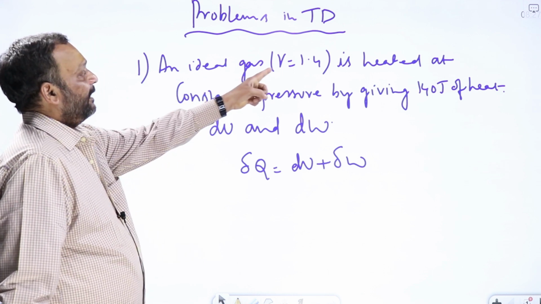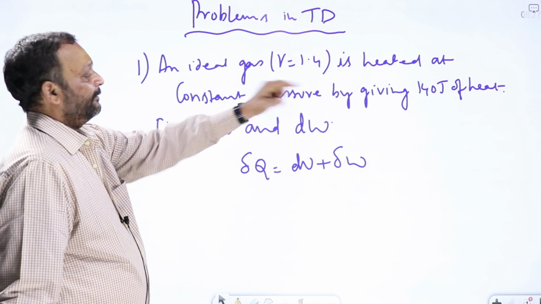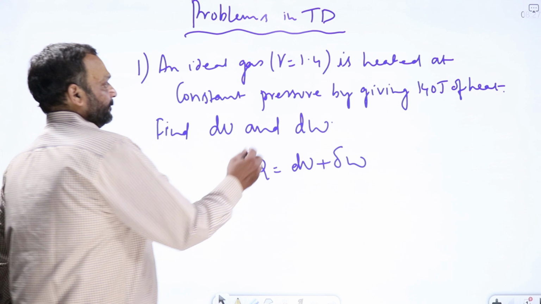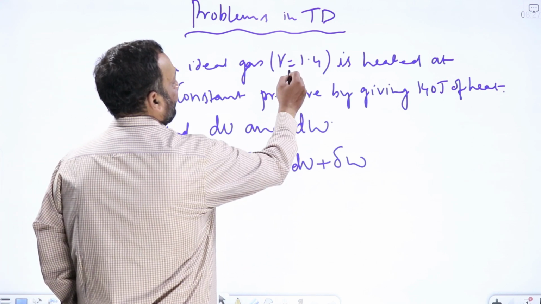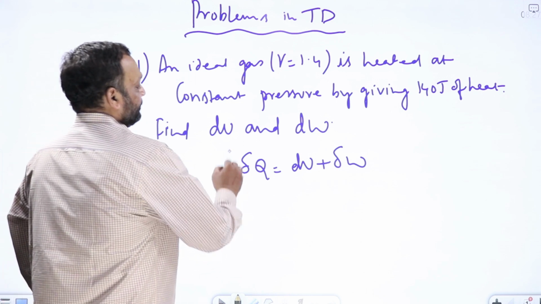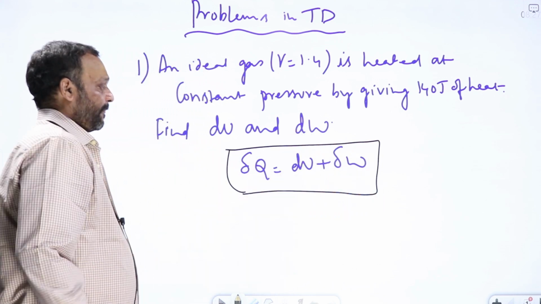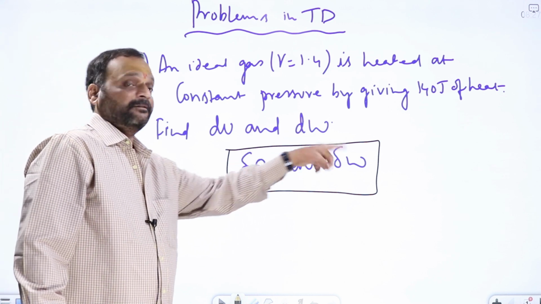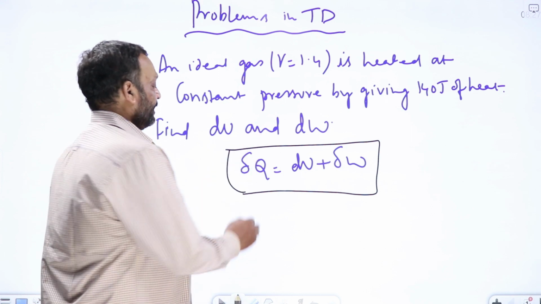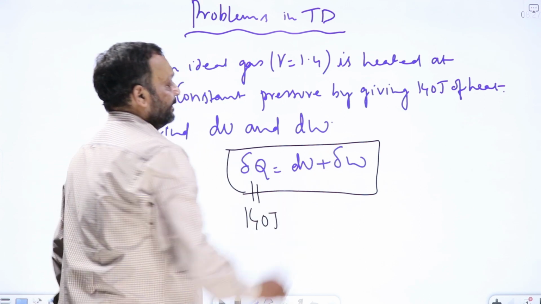An ideal gas with gamma equal to 1.4 is heated at constant pressure by giving 140 joules of heat. Find dU and dW. Now dQ is given, gamma value is given. He is asking us the change in internal energy and work done also. When two are given, we can find out the third one. When only one is given, only delta Q is given as 140 joules, how to find out dU and dW?